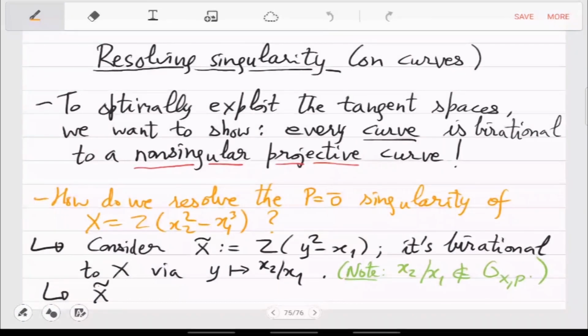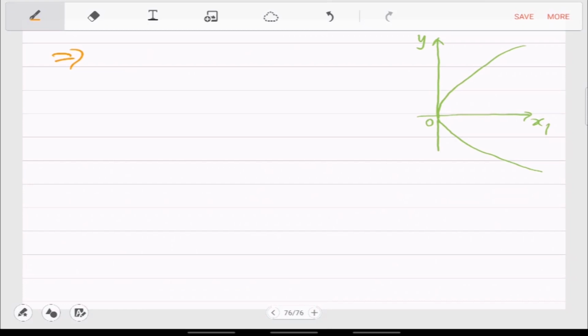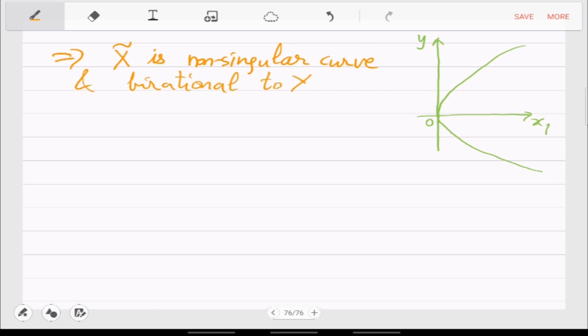So yeah, let's write it there now. X tilde is non-singular, a non-singular curve, and birational to X. Okay, that's the example.